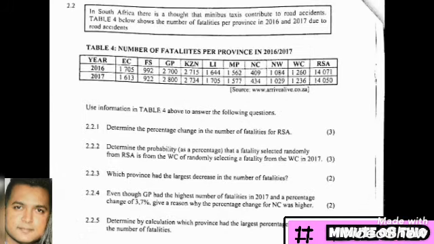Question 2.2. In South Africa, there is a thought that minibus taxis contribute to road accidents. Table 4 below shows the number of fatalities per province in 2016 and 2017 due to road accidents. Now we have presented before us the various provinces and the stats for the number of fatalities. So 2.2.1, determine the percentage change in the number of fatalities for the Republic of South Africa. So if you look at the table, there are stats given to us for South Africa.